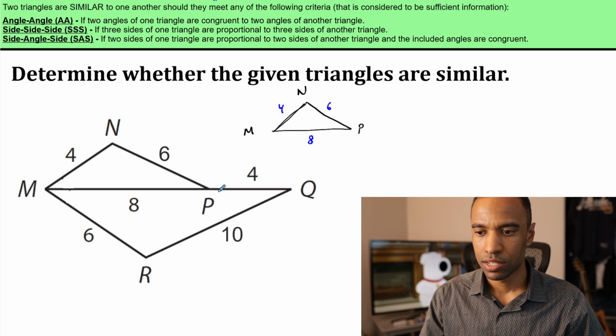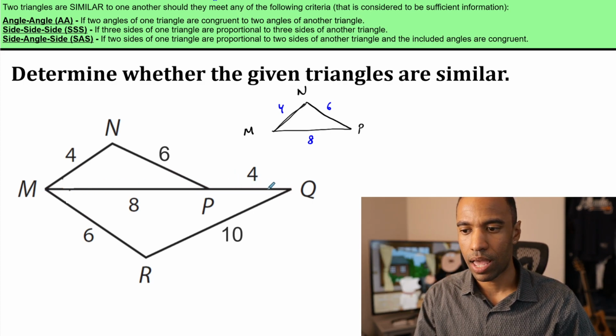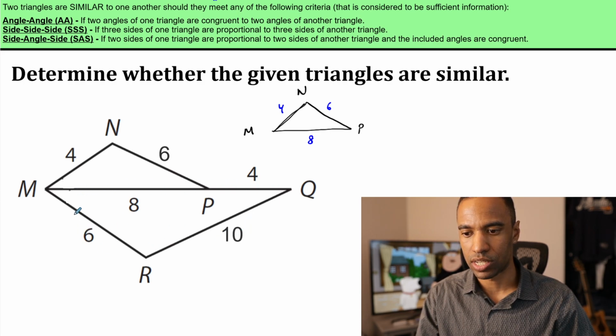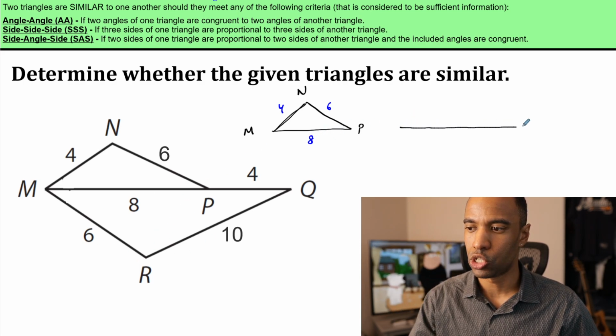This is 8 plus 4. That's 12. 8 plus 4 is 12. So MQ is 12, and that would be the longest side among these three sides in this bigger triangle MRQ here. So it should also line up with this bottom one here. If I did a redraw, 12 would be on the bottom there. And then the shortest side should be here.